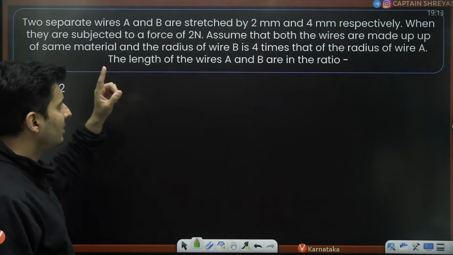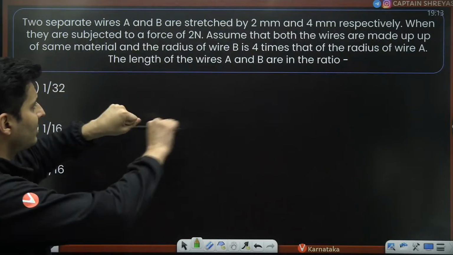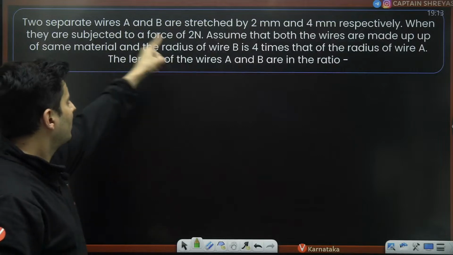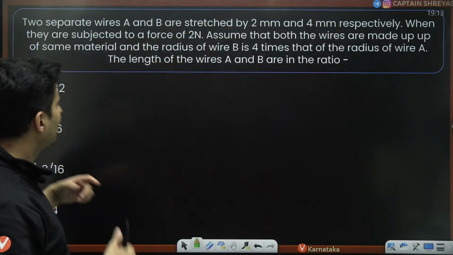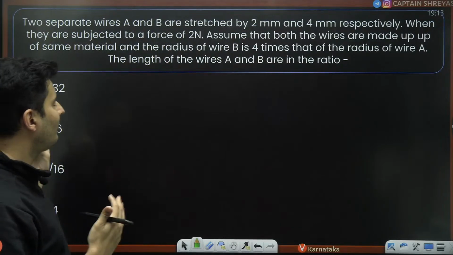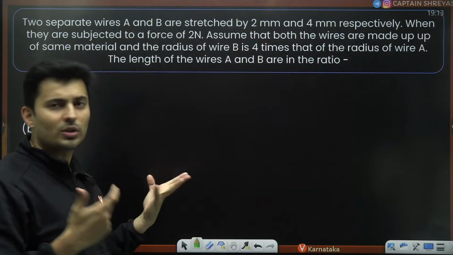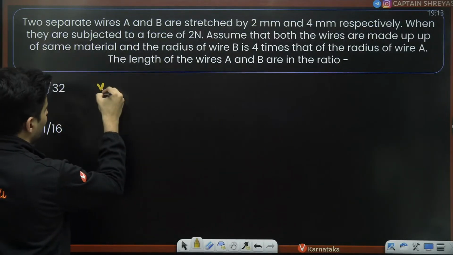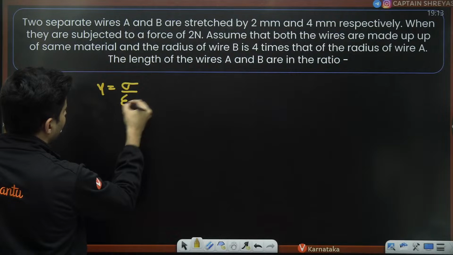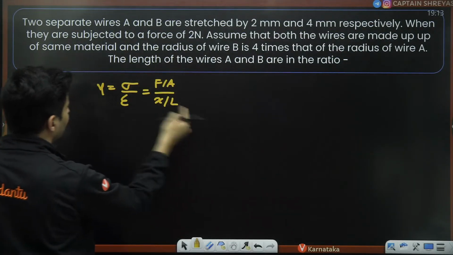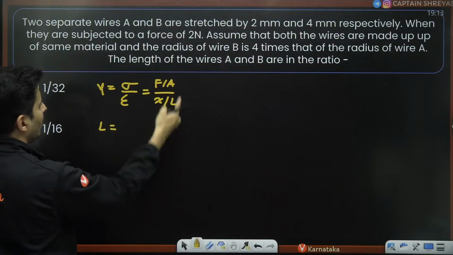Two wires, 2 millimeters and 4 millimeters is the amount by which they have been pulled. They are applied 2 Newton force. Same materials, radius is different. The length of the wire is in which ratio? This is a question on Young's modulus. Yep. So we know that Young's modulus is stress by strain. Stress is force by area. Strain is change in length by original length. Take that length on the top.